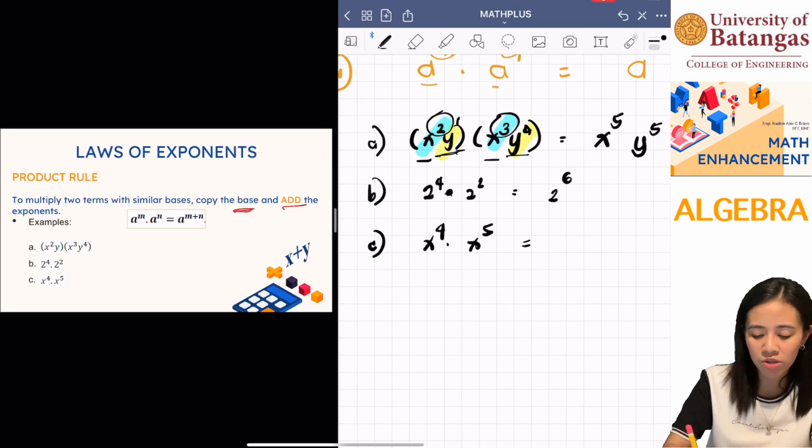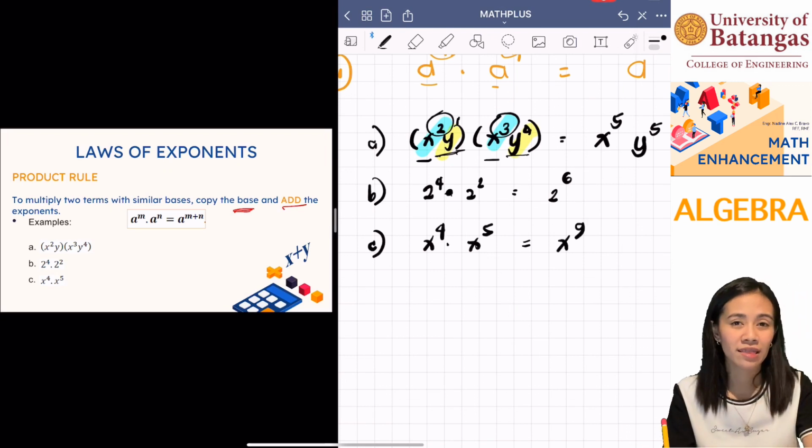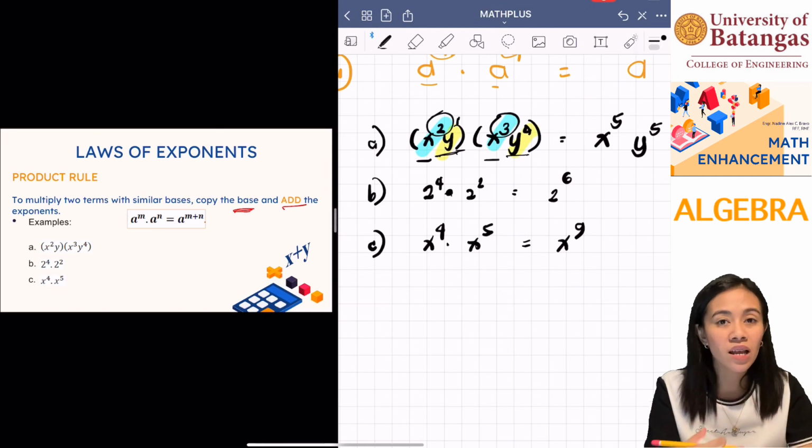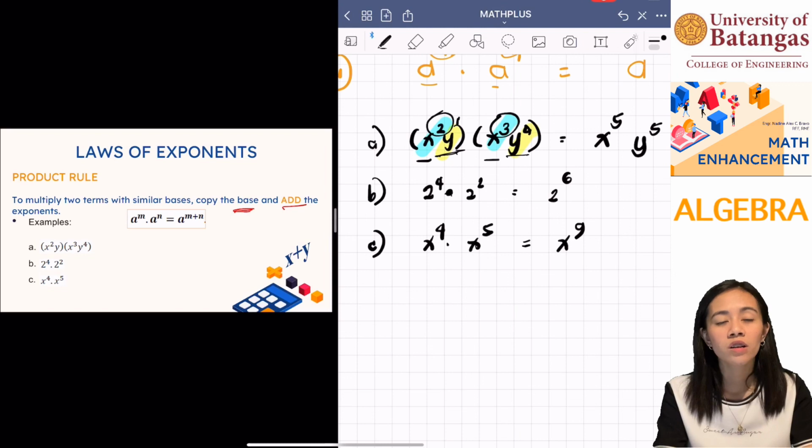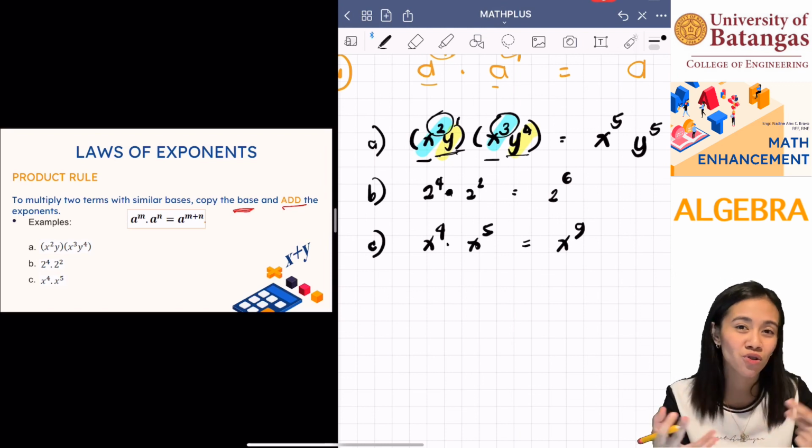Letter C, you have then x to the 4th times x to the 5th. So, that's simply x raised to 9. Okay, so, familiarization lang ito. You just have to be very familiar with the basics or the fundamentals. And then, hindi na siya magiging magulo para sa atin.